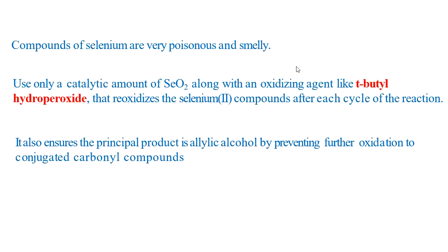Okay. Remember, compounds of selenium are highly poisonous and with a foul smell, and hence we are using only a catalytic amount of selenium dioxide along with some oxidizing agents like tertiary butyl hydroperoxide. This tertiary butyl hydroperoxide reoxidizes the selenium(II) compounds produced as the byproduct after each cycle of reaction. That is why we can use a small amount of selenium dioxide with oxidizing agents like tertiary butyl hydroperoxide.